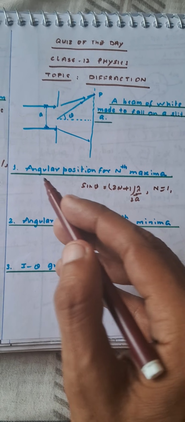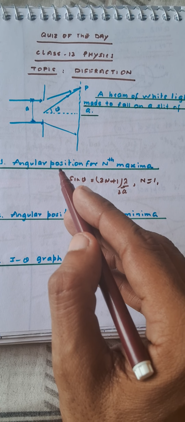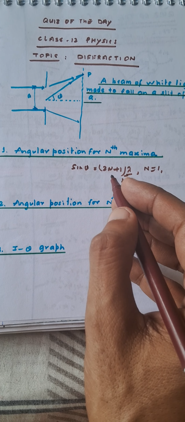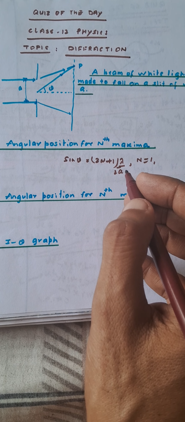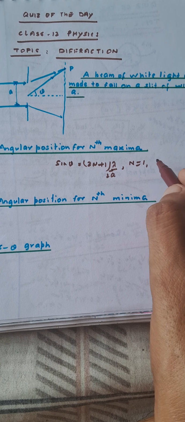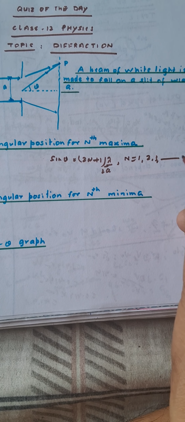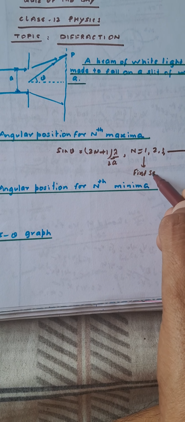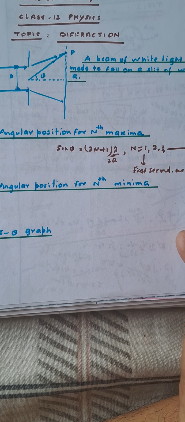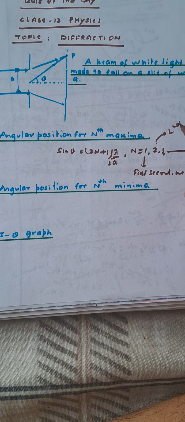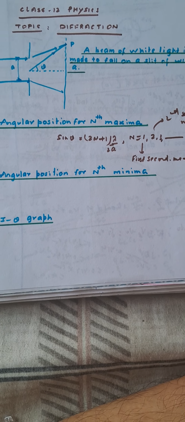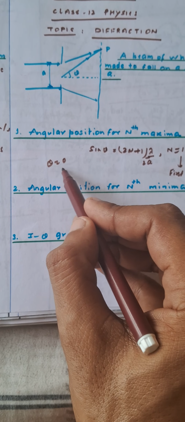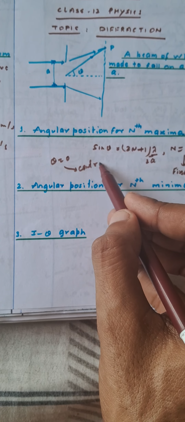So I was just discussing the angular position for nth maxima, and here for maxima we have sin theta equals (2n plus 1) lambda by 2a, and n should start with 1, 2, 3, and so on up to this. And here this is called the first secondary maxima. This is called the secondary maxima and so on. And obviously here one important thing is that central maxima is at theta equal to 0. It corresponds to central maxima.